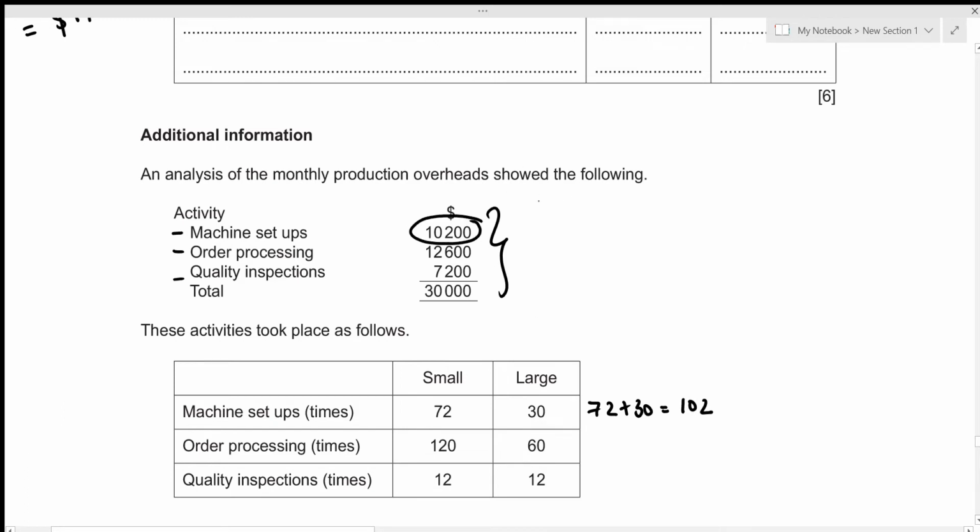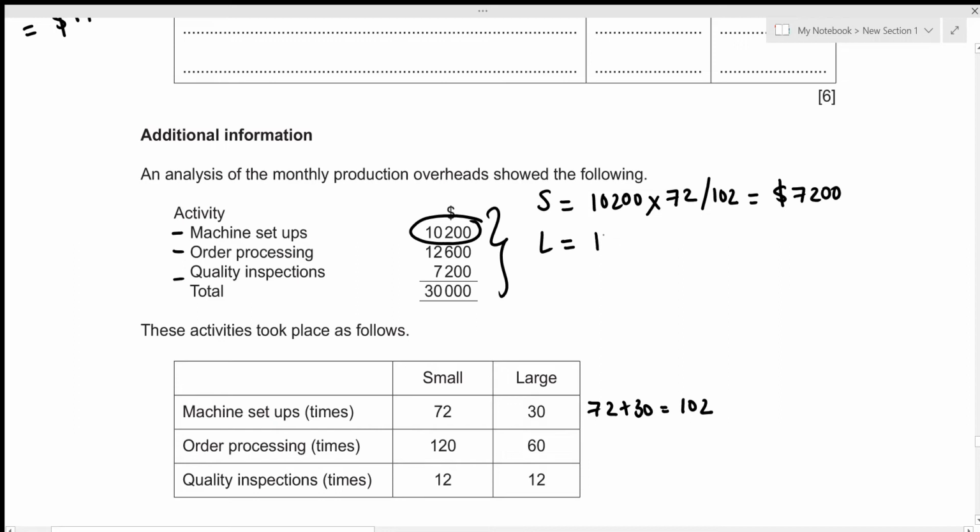Okay, so for small, that's just going to be the total cost, which is 10,200. And we know that for small sizes, out of 102 machine setups, 72 were done for it. So we can just multiply 72 by 102, which results in the total machine setups for small sizes to be 7,200.